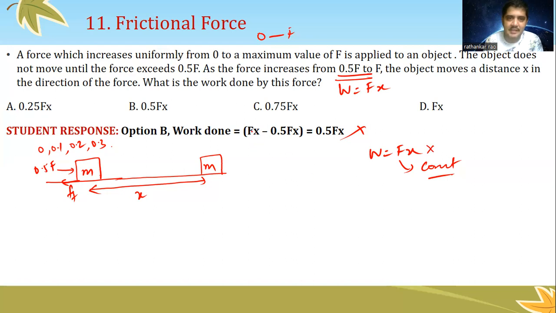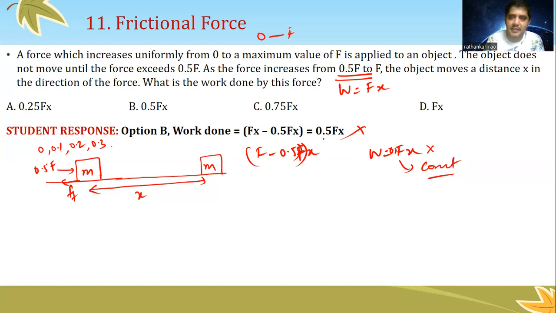What they have done is they have used F minus 0.5 F multiplied by x. This is what most of them do, and they get the answer as 0.5 Fx. This is incorrect. Now let us look at the actual methodology. There are two methods to solve.